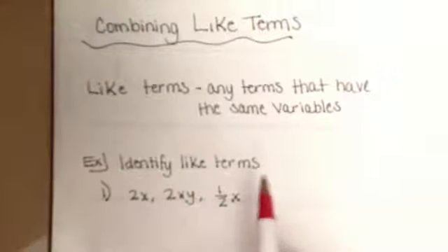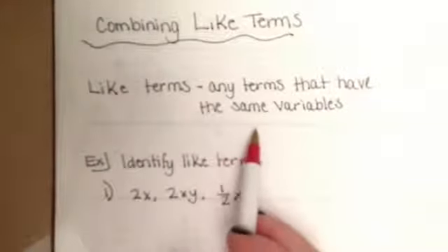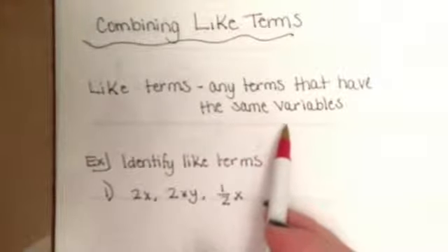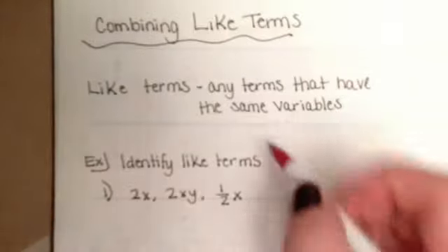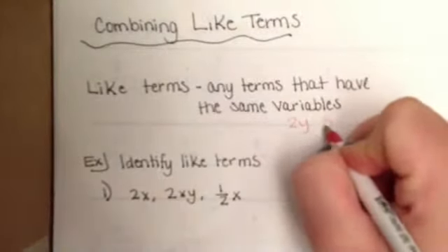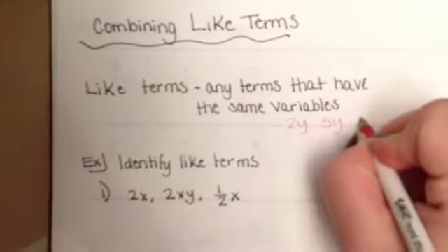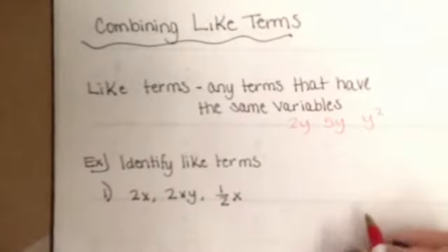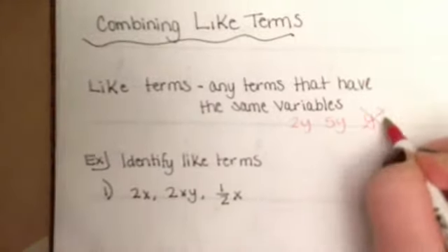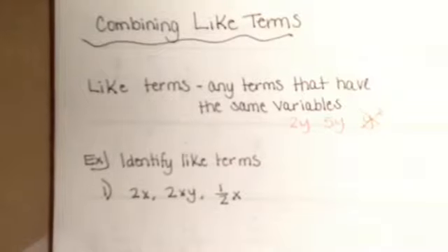Now first we need to discuss what like terms are. Like terms are any terms that have the same variables. So they are pieces that match. For instance, 2y and 5y are like terms because they both have a y. Y squared, however, does not match. Alright, y and y squared are very different. So we are looking for pieces that have the same variable.